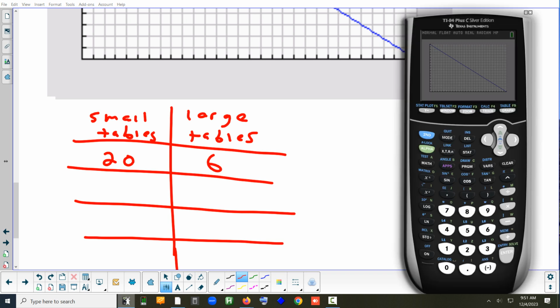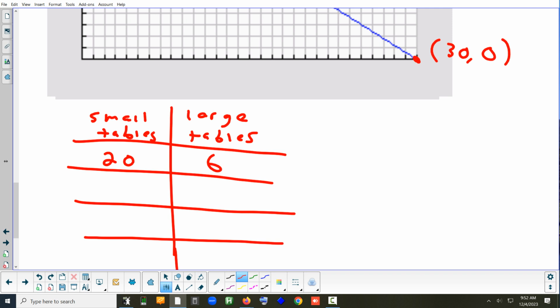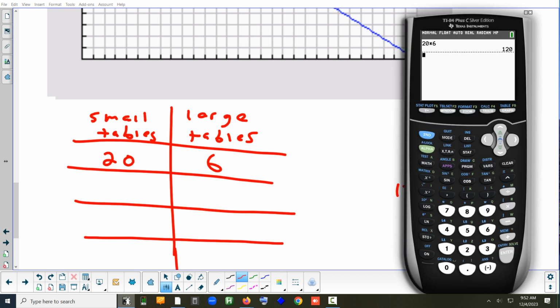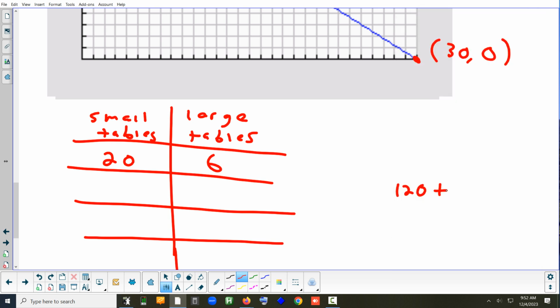Okay, let's just check it. How many people fit at a small table? 6. If I get 20 small tables and I can fit 6 people at a table, that'll seat 120 people. And how many people fit at a large table? 10. So if I rent 6 large tables and I put 10 people at a table, I can fit 60 more people. And if I add up 120 people plus 60 people, how many people does that give me? 180. Yeah. So that's exactly what I want to fit.